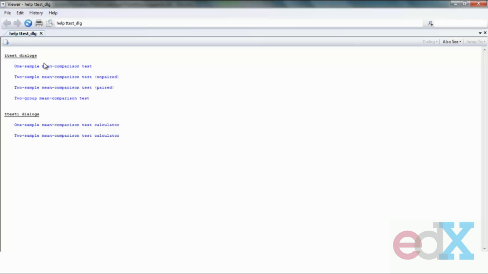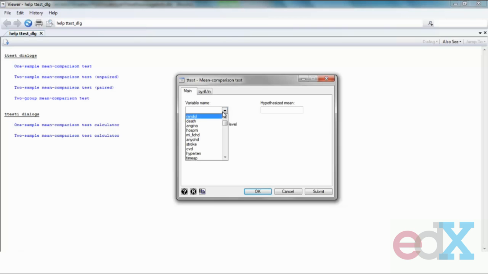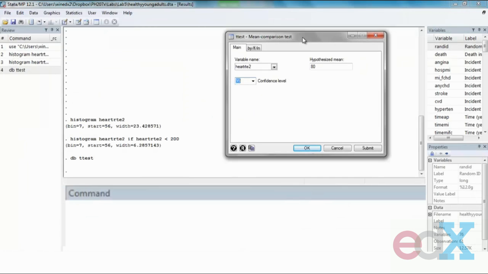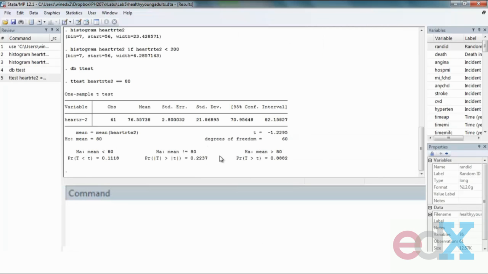Down here we also have these ttesti dialogs, and you have this one-sample mean comparison test calculator. We'll see how this option works as well, but for now, let's focus on the one-sample mean comparison test. So click on that. The variable name that we're interested in is heart rate 2. The hypothesized mean is 80, and remember the confidence level is 95. Let's hit submit, and you now see in Stata what the results for a t-test look like.